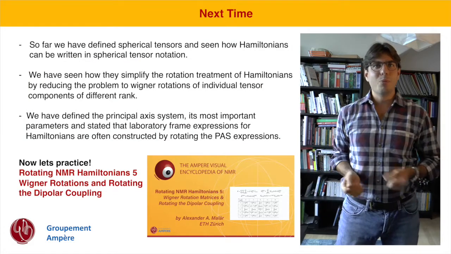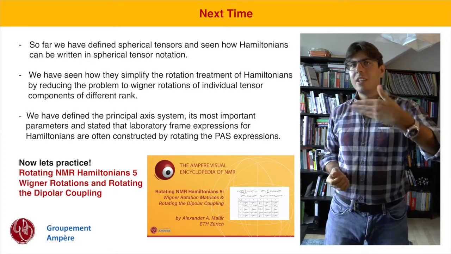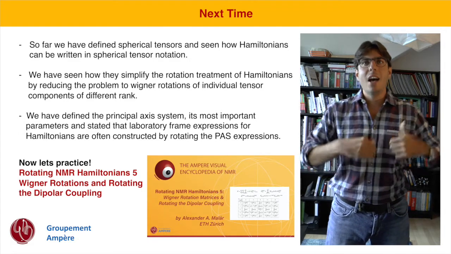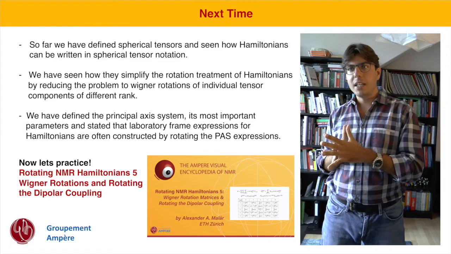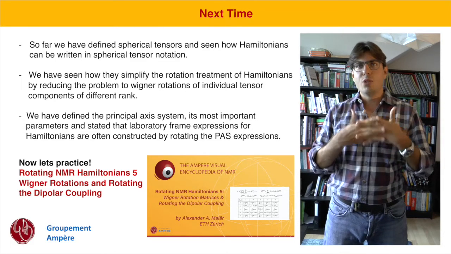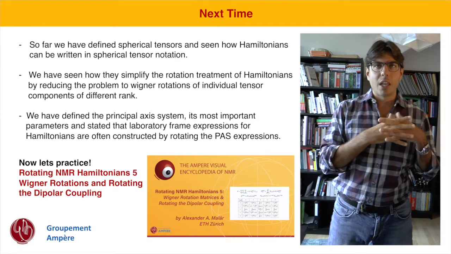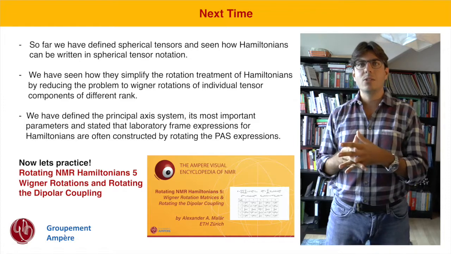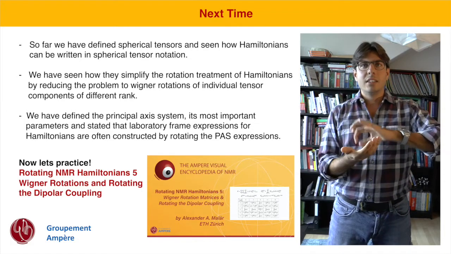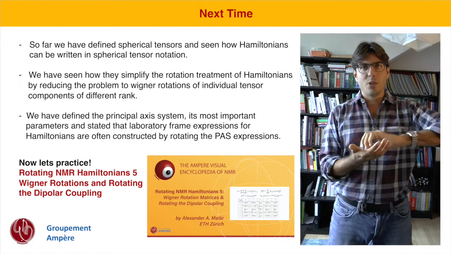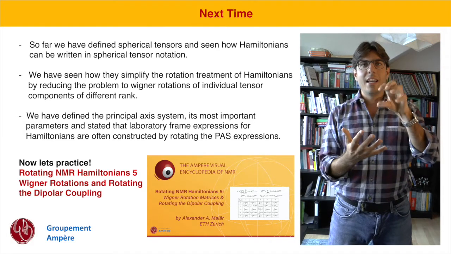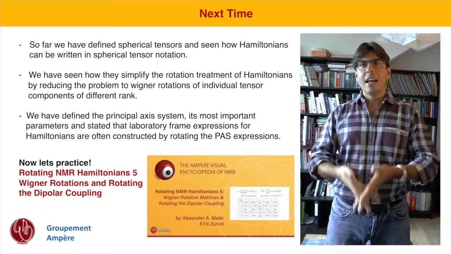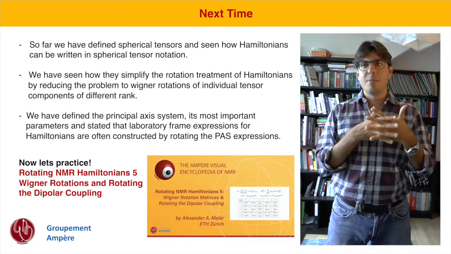So to wrap it up, what did we do in this video? We first defined what spherical tensors are. We have discussed what the ranks are, how they relate to the transformation behavior. We have seen how the treatment of the Hamiltonians in a spherical tensor notation greatly simplifies our rotation treatment, because our rotation matrix simplifies into a block diagonal matrix where each block is a Wigner rotation matrix related to a certain tensor rank. And then finally we have defined the principal axis system.